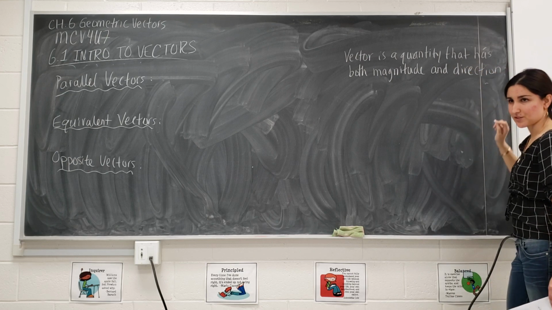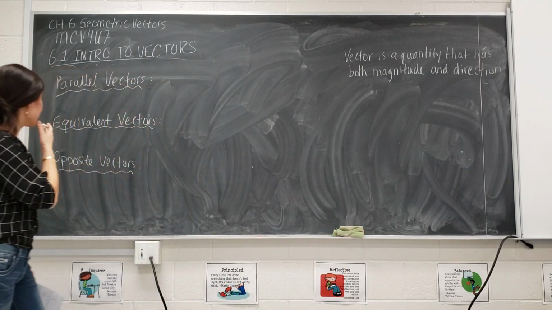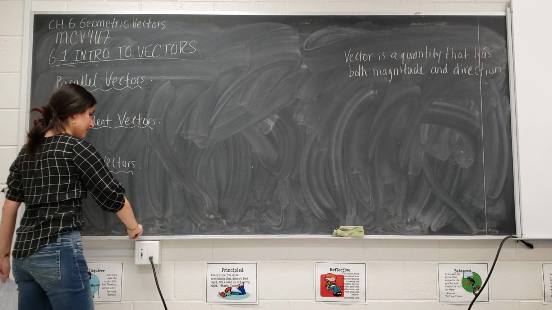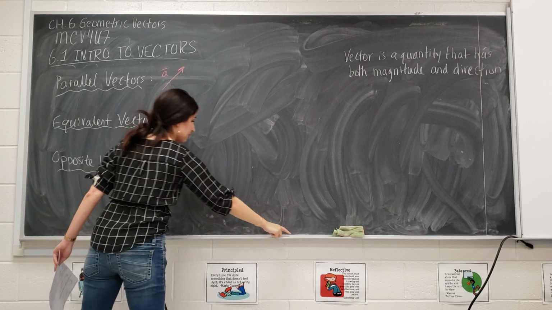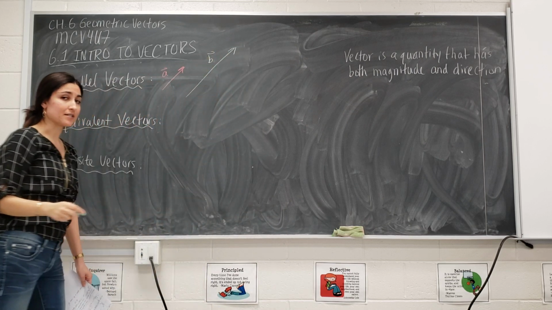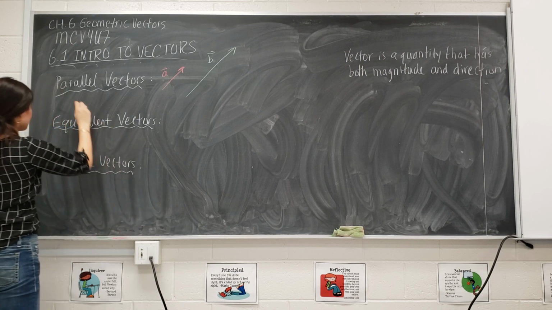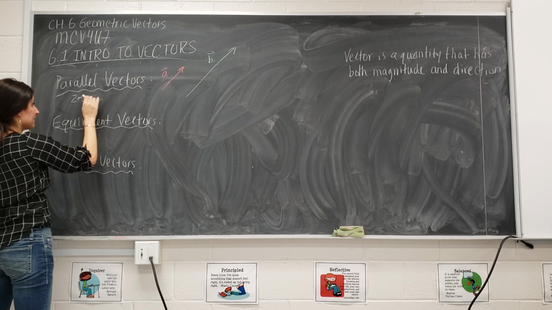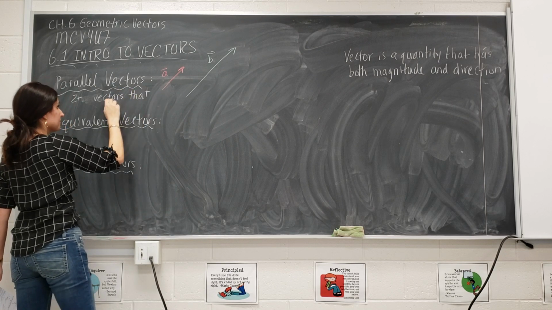Now, the position of a vector is not as important as how long it is and which way it's pointing. So if you have 2 vectors that are parallel, they're not necessarily the same length. So you might have vector A and vector B. They're 2 different lengths, but they are indeed parallel. They're going in the same direction. Okay, so 2 plus vectors that are in the same direction.